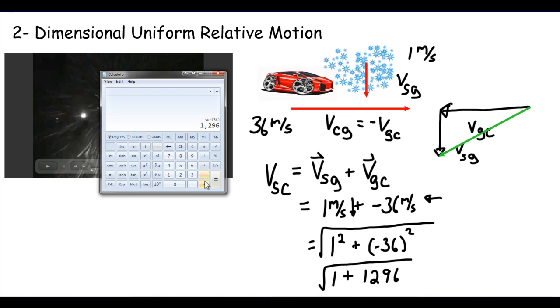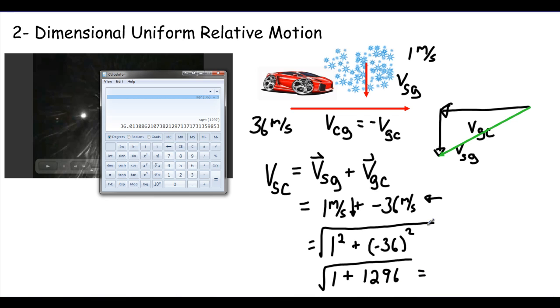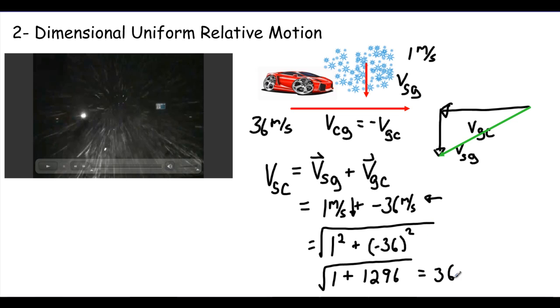So I'm going to add 1 to this 1,296. And then I'm going to take the square root. I just have to find the square root button. Oh, right here it is. For some reason, it's not over with the rest of them. And I square root it, and I get that the object is moving at 36. It's not very much bigger, but 36.01 meters per second with respect to the car. So this is the velocity of the snow with respect to the car.